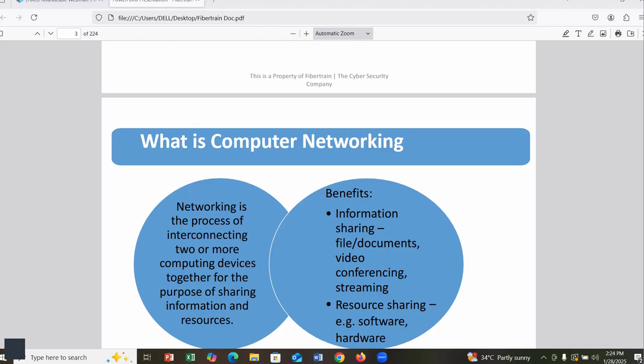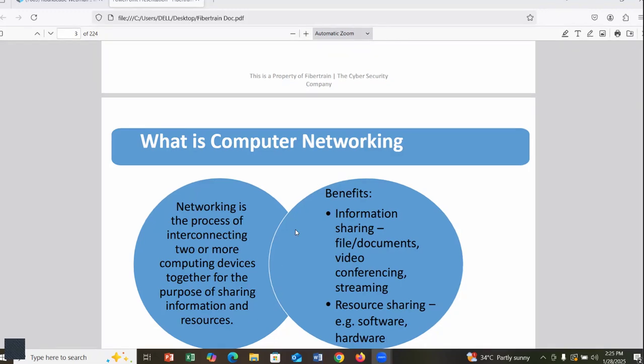And when we are connecting these devices together, there must be a purpose we are connecting them for. Here it says for the purpose of sharing information and resources. So anytime we want to share information and resources, that is the main point of connecting two or more computing devices together. So that is what networking means. Networking is the process of interconnecting two or more computing devices together for the purpose of sharing information and resources.